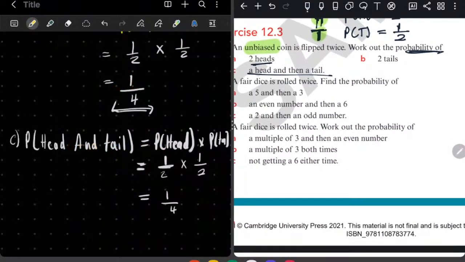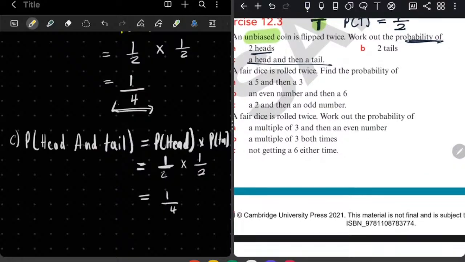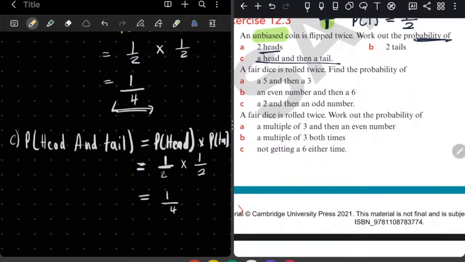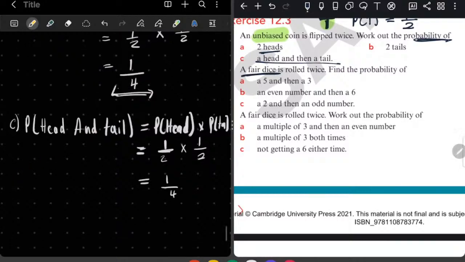Okay, now we go to here, a dice. Let's master a dice together, okay? Let's do the dice question. Let's master the dice together. Class, are you ready? Are you doing with me?